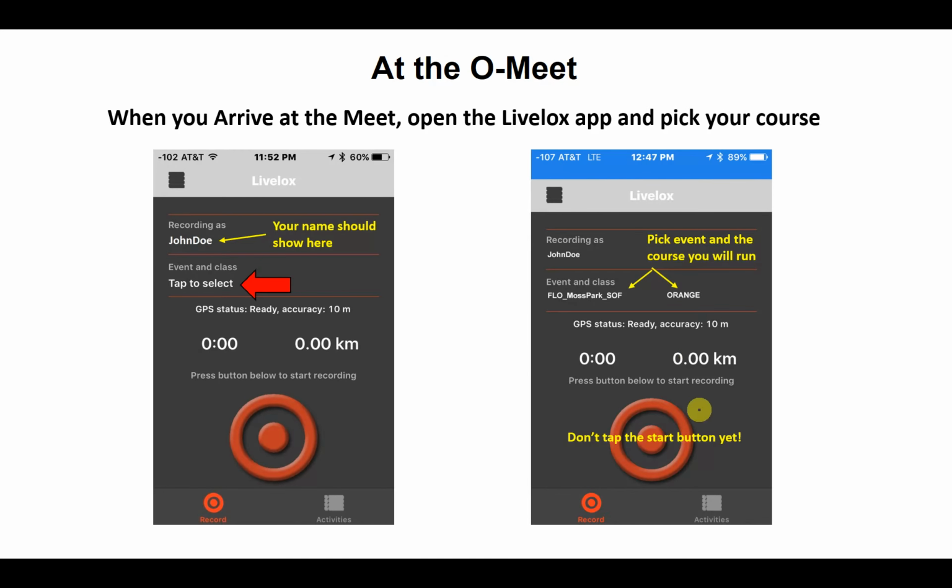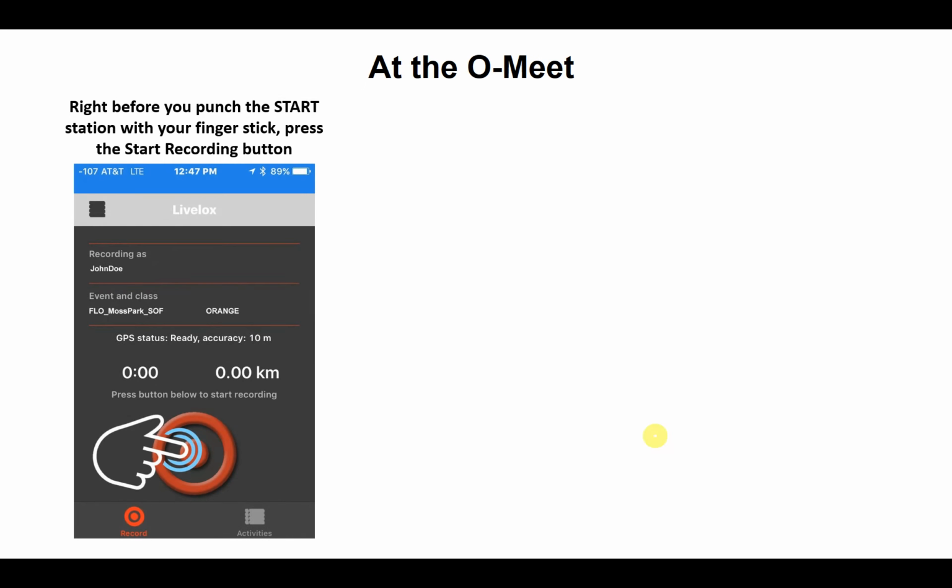Once you've done that, the app is ready to record, but don't tap the start button yet, because as soon as you tap it, from that moment on it's recording until you tell it to stop. And the website doesn't have any ability to clip that to the correct interval for your actual run. You don't want a whole lot of extraneous information at the front and at the end where you're not actually on your course. So don't press start just yet.